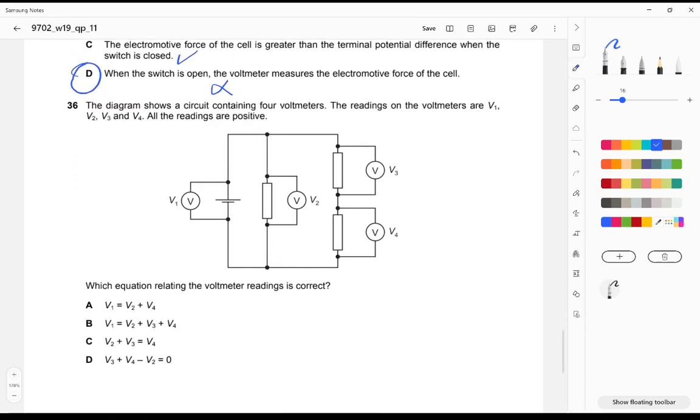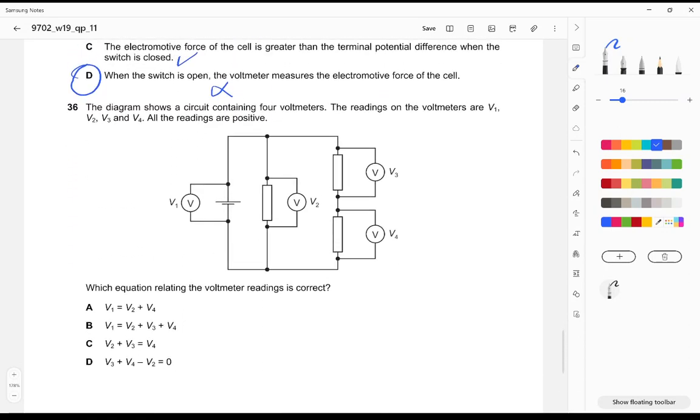Okay. So let's just move on to question number 36. The diagram shows a circuit containing 4 voltmeters. The readings on the voltmeters are V1, V2, V3, and V4. All the readings are positive. Which equation relating the voltmeter readings is correct? V1 is equal to V2 plus V4? Nope. V1 is equal to V2? No. V2 plus V3 is equal to V4? Definitely not.